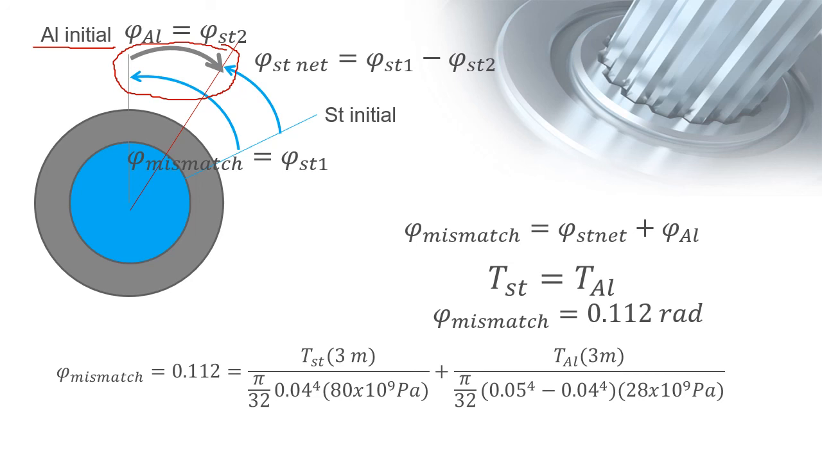So since T steel is equal to T aluminum, from this equation we get this value. Note that the T steel here is actually the net torque that the steel has experienced. This already includes the 750 and the final torque that the steel has experienced. So it's 251.705 Newton meters.